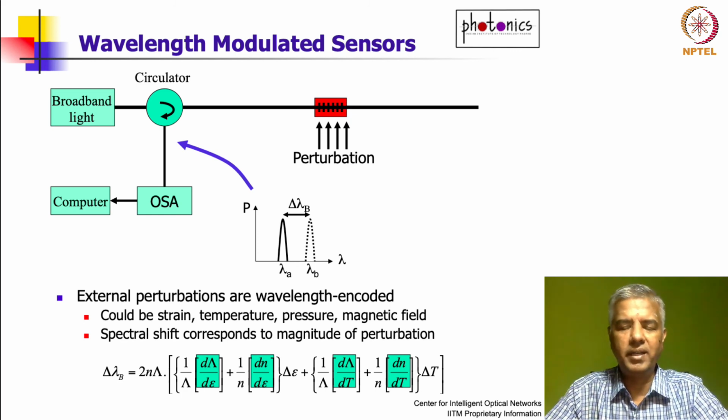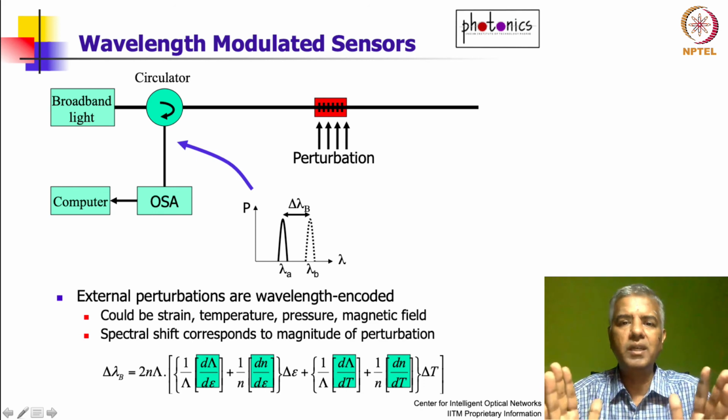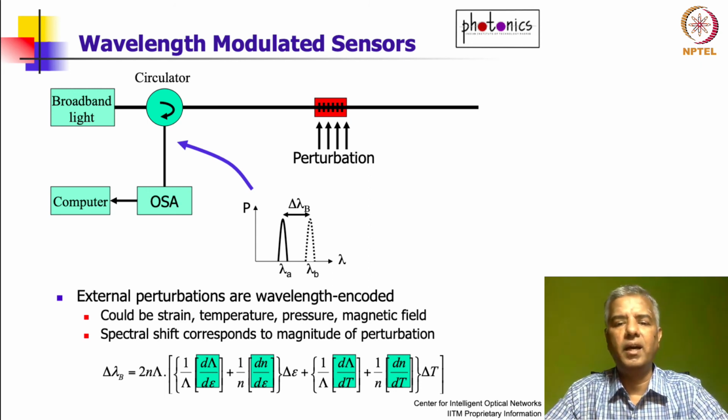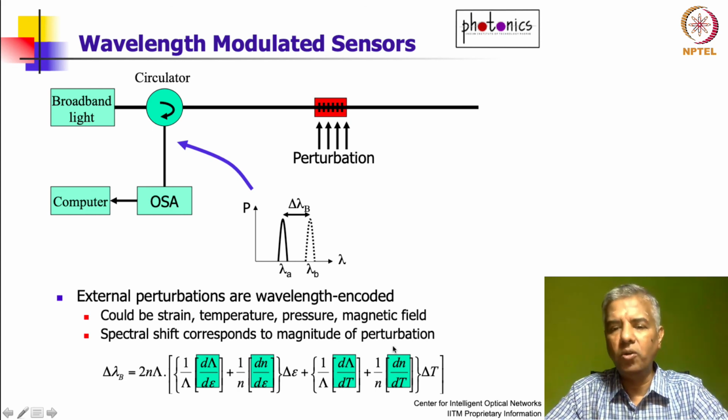However, this is where it gets a little tricky. You will find that it's not just strain that can change the Bragg wavelength, even temperature can change it. How? Whenever you heat this grating, there is a thermal expansion coefficient which increases your period, and then there is what is called the thermo-optic effect, where it changes the refractive index also. So that's what is highlighted over here. This is the thermal expansion coefficient and the thermo-optic coefficient. Both of these, through the change in temperature, cause a change in the Bragg wavelength.